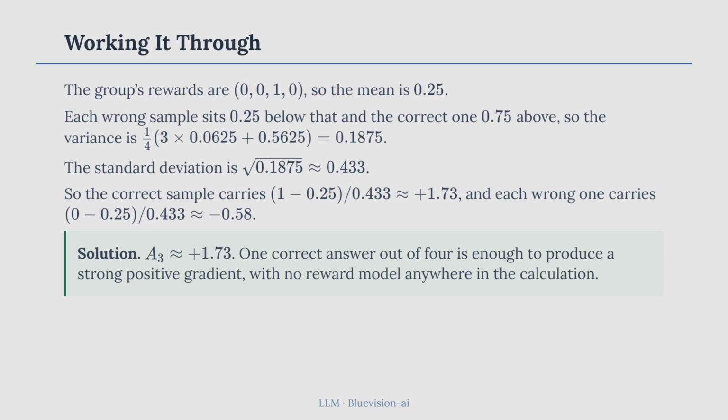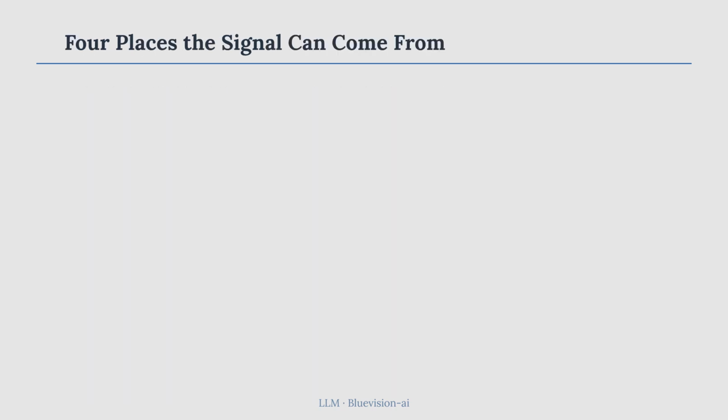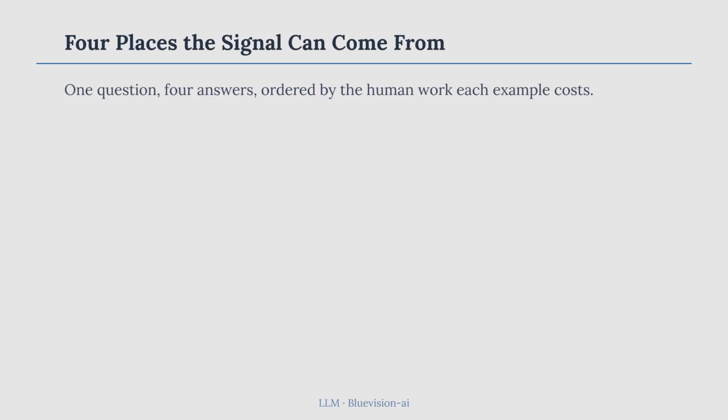And look at what that means. 1 correct answer out of 4 produces a strong positive push on everything that led to it, and there's no reward model anywhere in that arithmetic. That's the whole method. Let's put the session back together. Every method we've built today is an answer to the same question. Here's all four on one line, laid out by how much human work a single training example costs.